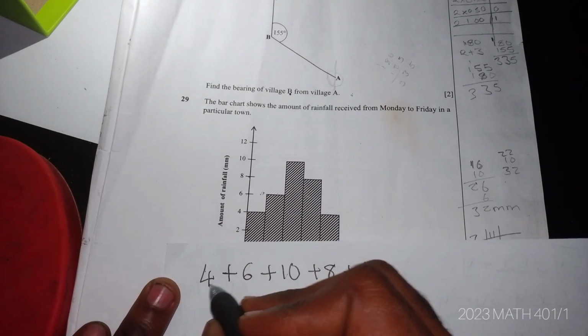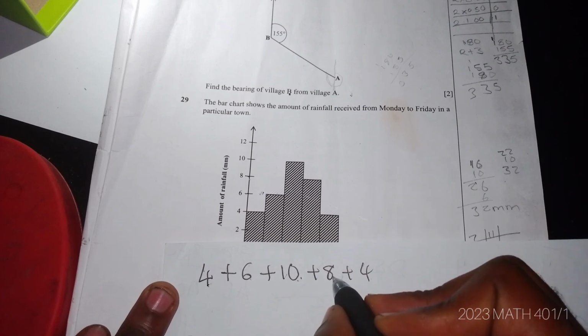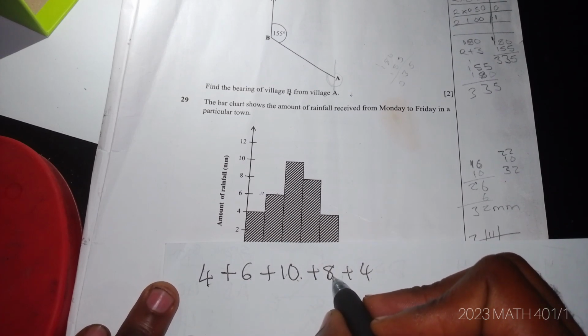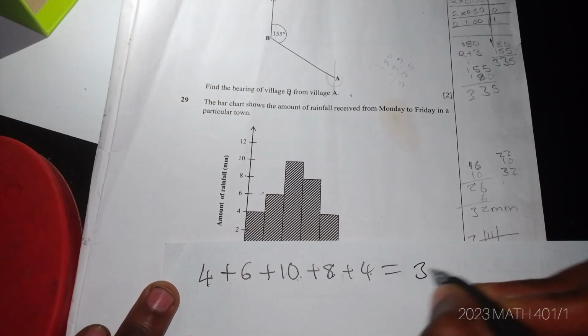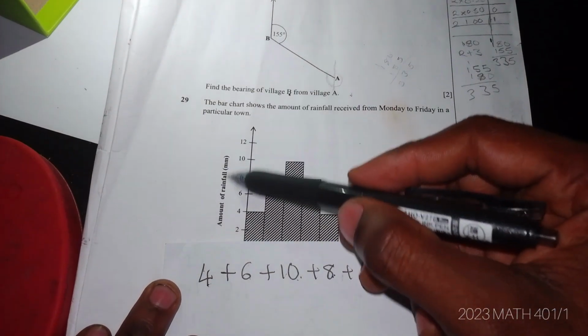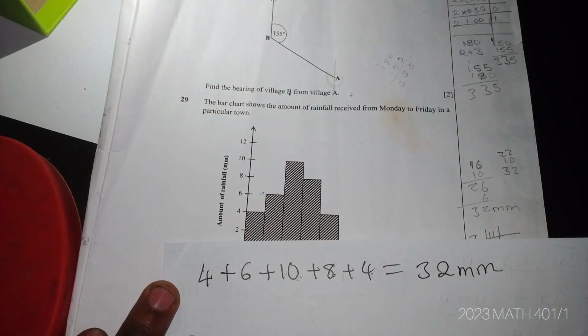So this plus this will be a 10. 10 plus 10, we have a 20. And then 20 plus 8, we have a 28. And then 28 plus 4, we have a 32. But of course, we have units there. So do not forget to put the millimeters. So this is our answer.